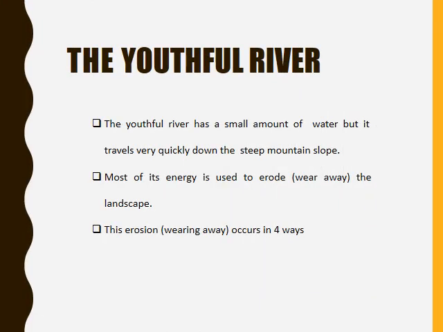The youthful river. The youthful river has a small amount of water, but it travels very quickly down the steep mountain slopes. Most of its energy is used to erode, wear away the landscape. This erosion occurs in four ways.